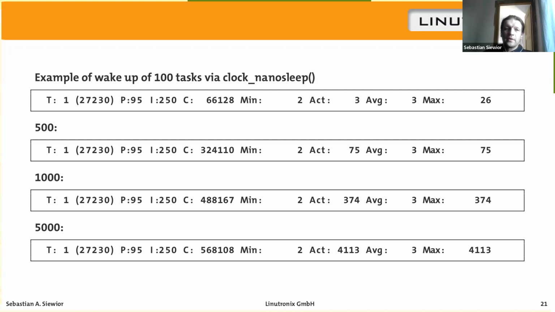Now, if I go and try to wake 500 tasks simultaneously, then the latency increases visibly to 75 microseconds, and nothing else has been done on that machine, just the wake up of 500 tasks. If we go to 1,000 tasks, the latency increases to 374 microseconds. So at this point, it's visible that it's not good anymore, because if the required latency is like 100 microseconds or less, then this will completely disturb it. And with 5,000 wake-ups in the same period of time, it basically forbids scheduling the cyclic test for almost 4 milliseconds. So this is a clear example where it's not working.